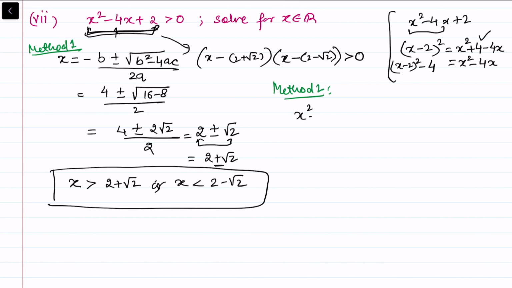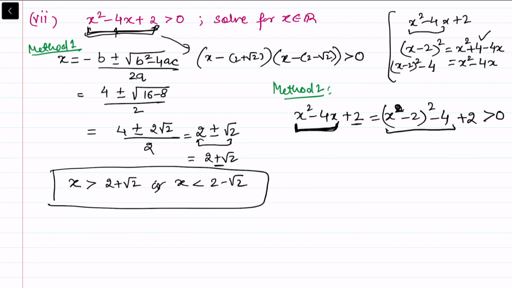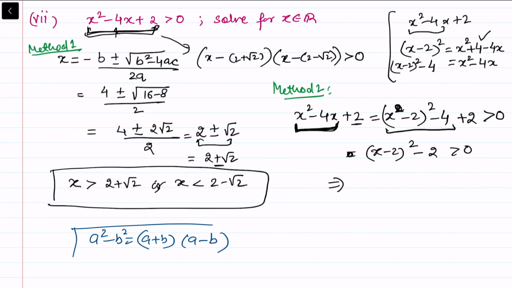So x square minus 4x plus 2 can be written as (x minus 2) whole square minus 4 and then this plus 2. So I have replaced x square minus 4x as this and then plus 2. And this I need greater than 0. So this means it is (x minus 2) whole square minus 2 greater than 0. Now I can use the a square minus b square formula. We know a square minus b square is (a plus b) into (a minus b). From here also I can get factors.